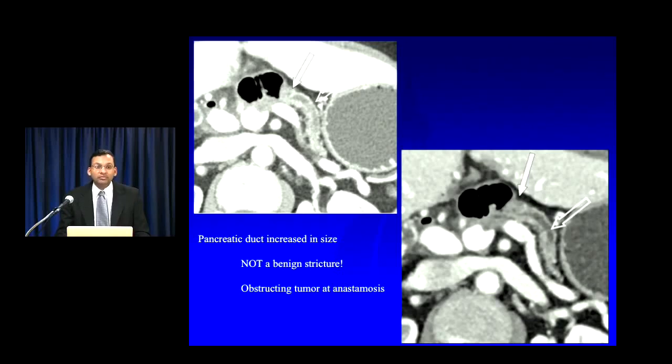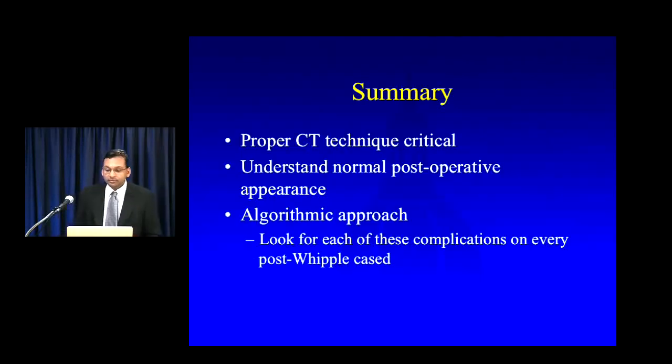Remember what I said earlier. Anytime you see an increased size of the pancreatic duct or the common bile duct or the biliary tree, you need to rule out the presence of an occult obstructing tumor. And in this case, there was a subtle subcentimeter obstructing lesion at the pancreaticojejunostomy, and that was confirmed based on endoscopic ultrasound. So in summary, hopefully I've given you again a sense for why proper CT technique is critical.